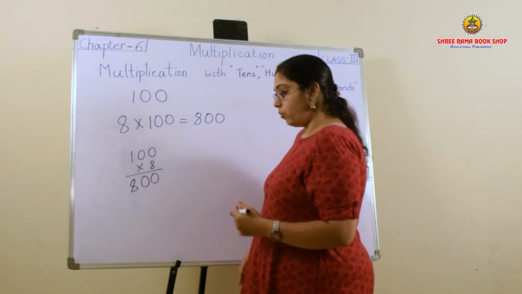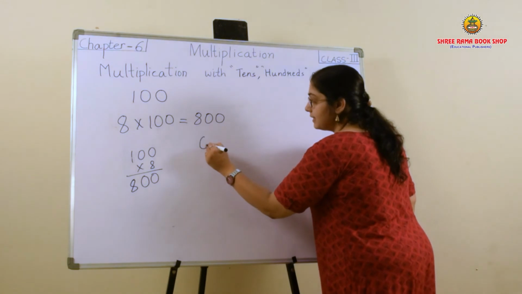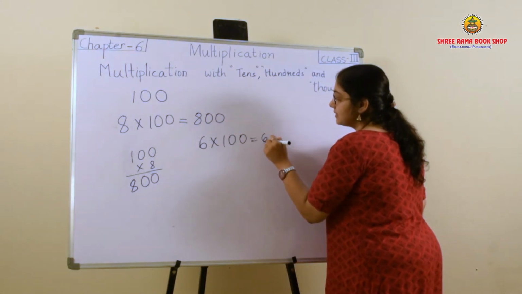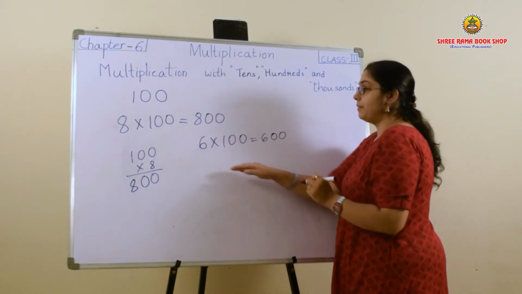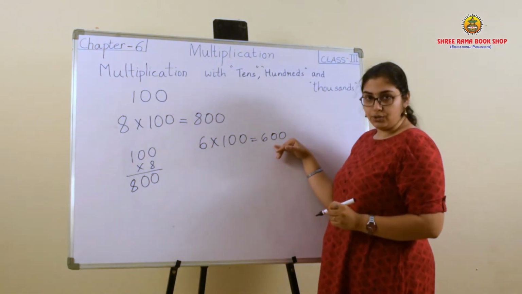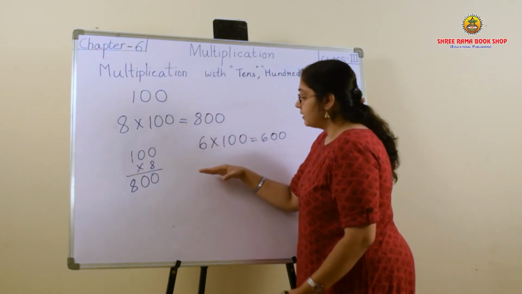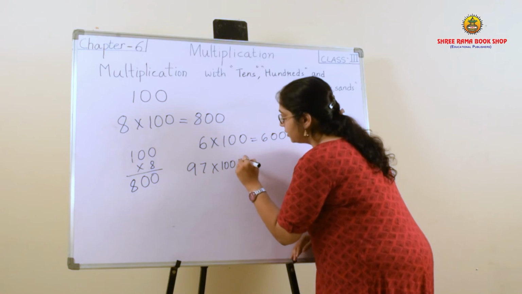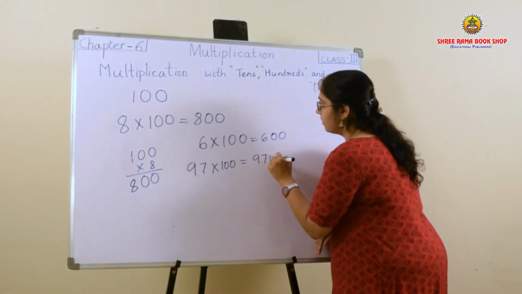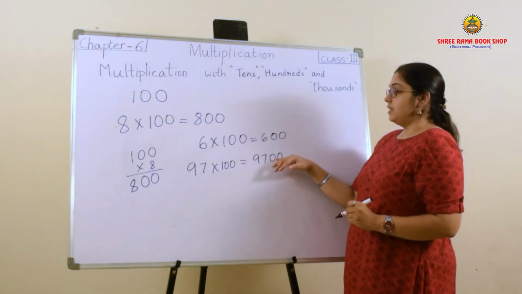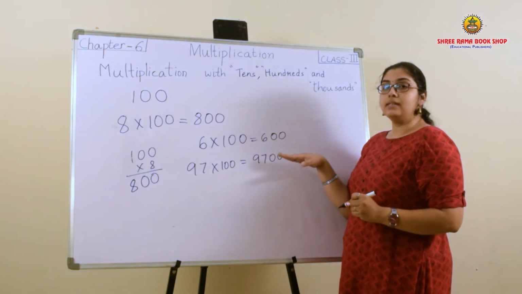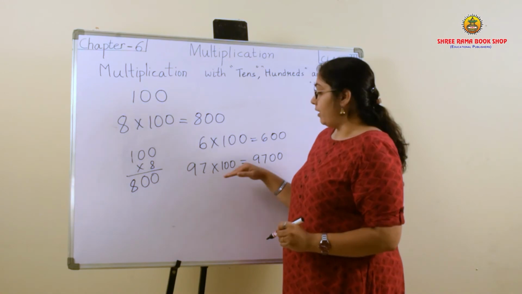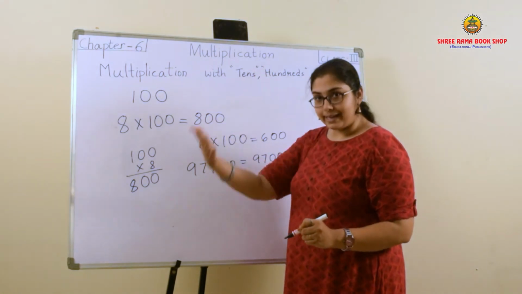If I take one more example, that is 6 into 100, the answer is 600. So simply I am multiplying the digit and I am adding 2 zeros to the product. If I take a 2-digit number, for suppose 97 into 100, I will be getting 97 and then I am adding 2 zeros. Then the answer is 9700.